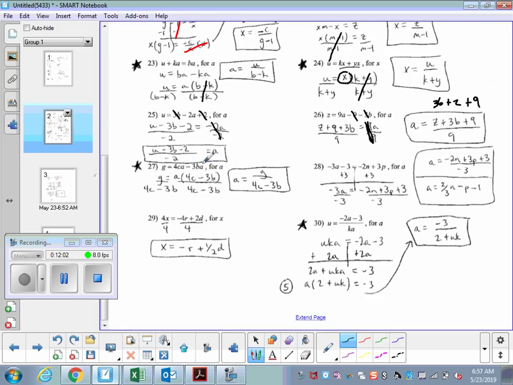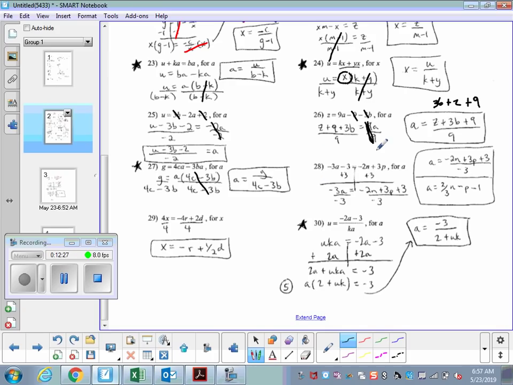So if both of these terms have the a, go ahead and factor it out. And a times 4c would leave you with 4ca. And if you were to distribute a times a negative 3b, you'd get a times negative 3ba, which is right there. So now you just got to divide both sides by the 4c minus 3b, and a is all alone. So a is g over 4c minus 3b.